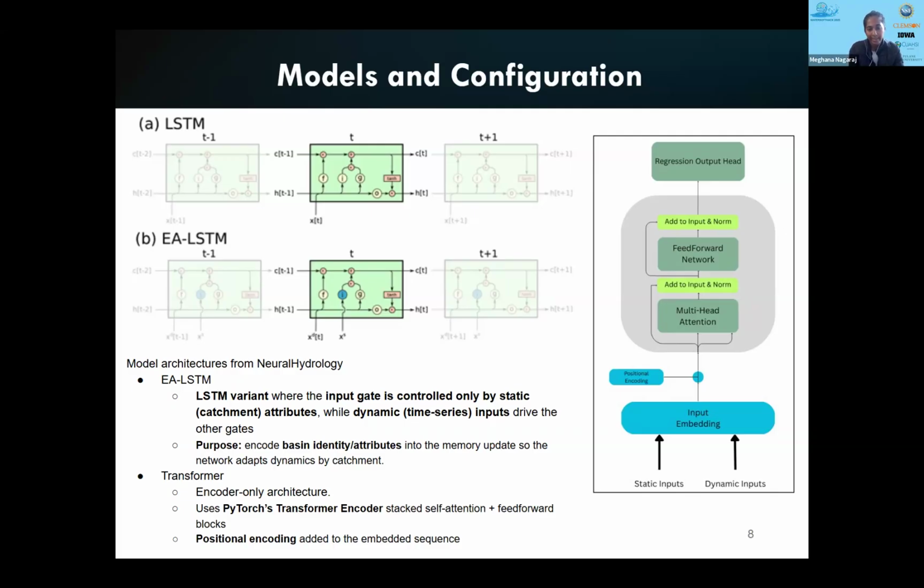So it is an LSTM variant where the input gate is controlled only by static attributes, while dynamic inputs are derived by other gates. The purpose is to encode the basin attributes into the memory update so the network adapts its dynamics to the catchment. Also, we considered the transformer. It is an encoder-only architecture. Unlike LSTM, which processes step by step, it uses a self-attention mechanism and looks at the entire sequence at once. Even the transformer model considers both the static and dynamic attributes. Next slide, please.